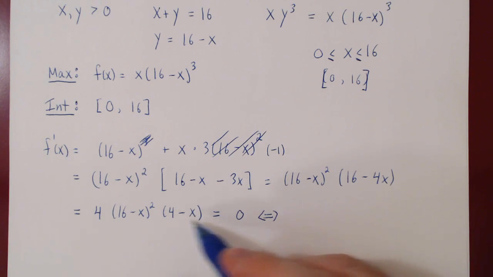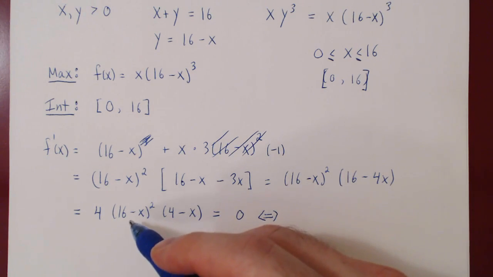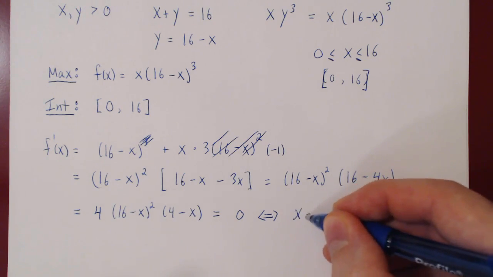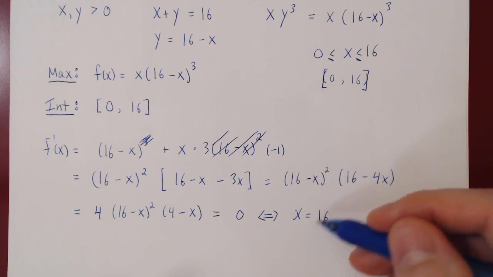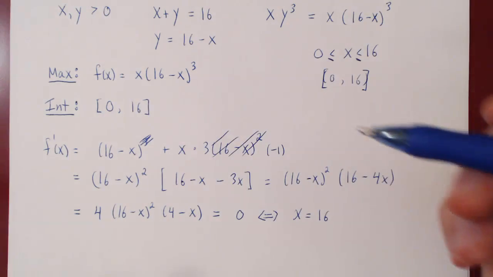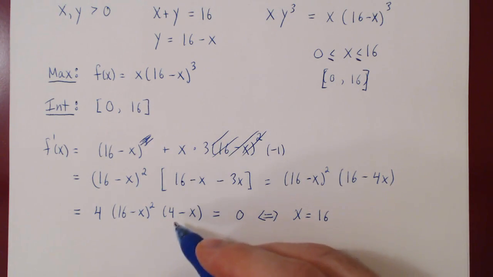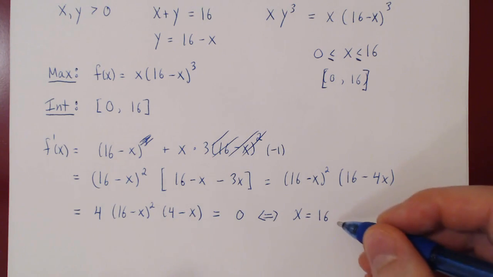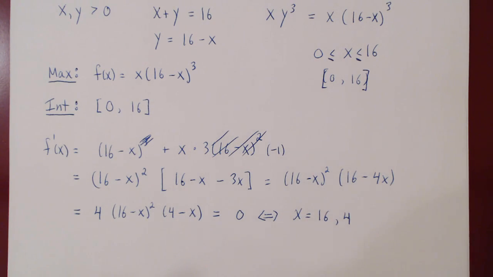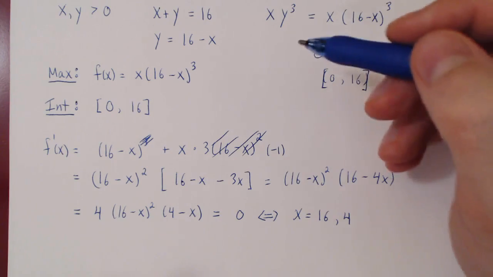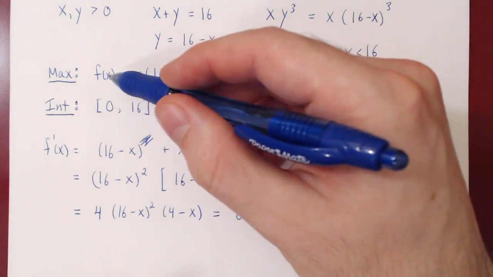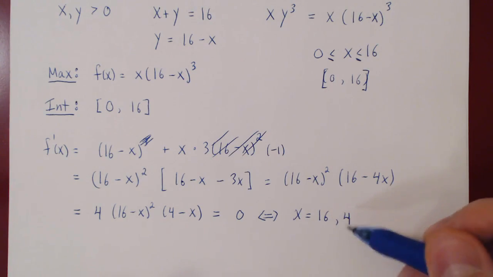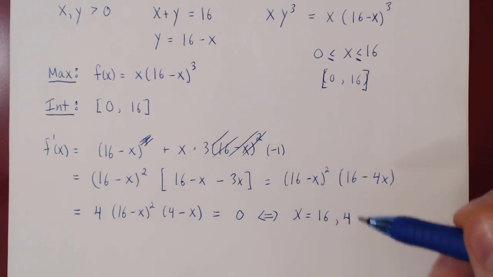And when you have a product that is 0, at least one term must be 0. So if 16 minus x is 0, x equals 16, which was already an endpoint of our interval. Or 4 minus x could be 0, therefore x could be 4. And now we have simply to evaluate the function at the two endpoints of the interval and at our two critical points. Because remember our result.